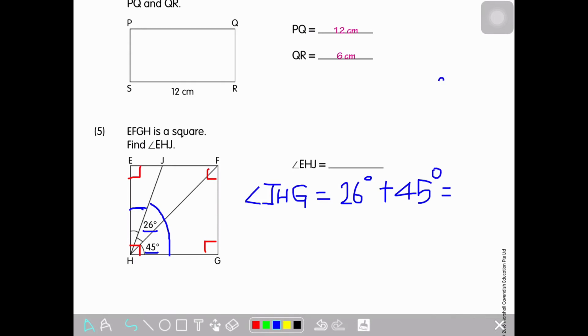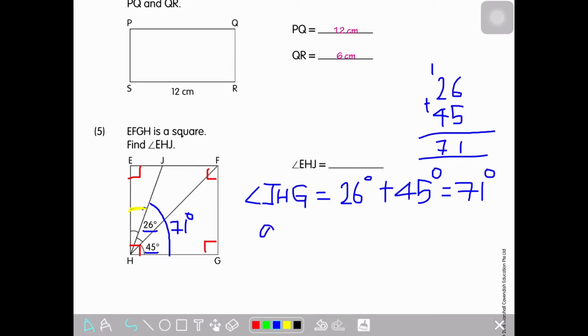So we take 26 plus 45, which gives us 71 degrees. So this blue angle is 71 degrees. How do we find the angle EHJ?